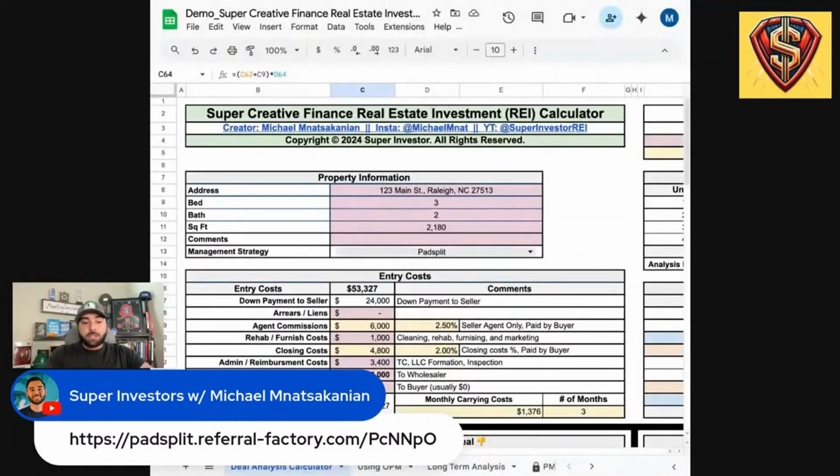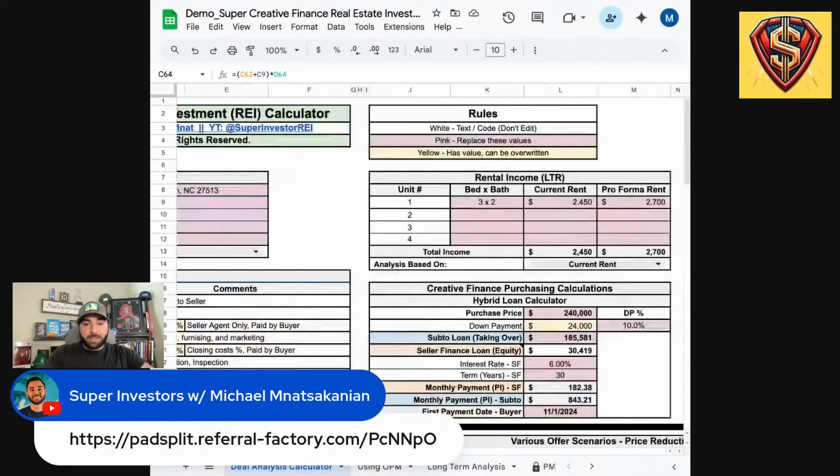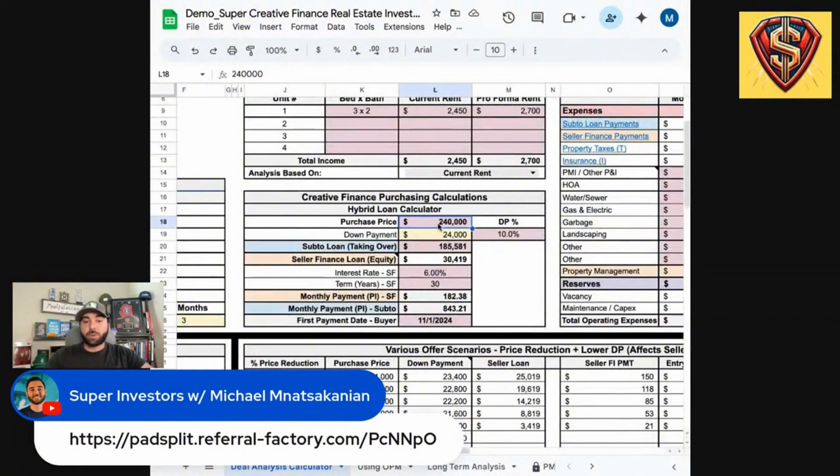So let me just show you actually. So let's see if this is a hybrid deal. I think it is. So this is a deal right here where it's saying $240,000 purchase price, 10% down payment. There's a subject to loan of $185,581. And the monthly payments on that is $843, right?